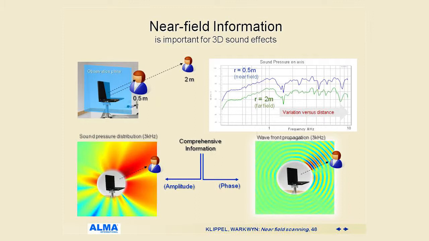We have a listener in the near field. We also have a listener in the far field. We can produce curves for both. Notice that in the far field, the variation of SPL changes with distance. And we can get comprehensive information from this as well. Sound pressure distribution at 3 kilohertz on an observatory plane. Listener in the near field and a listener at 3 kilohertz in the near field with the phase information.